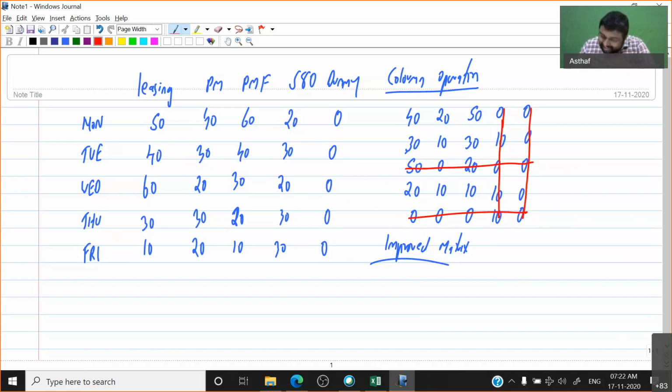Are you ready? I am here ready for you. We can start. 40 minus 10. These are all uncovered, so you have to reduce. 40 minus 10 you will get 30. 20 minus 10 you will get 10. 50 minus 10 you will get 40. This is otherwise, no intersection, so as it is. Here 30 minus 10, 20. 10 minus 10, 0. 30 minus 10, 20. Here as it is.